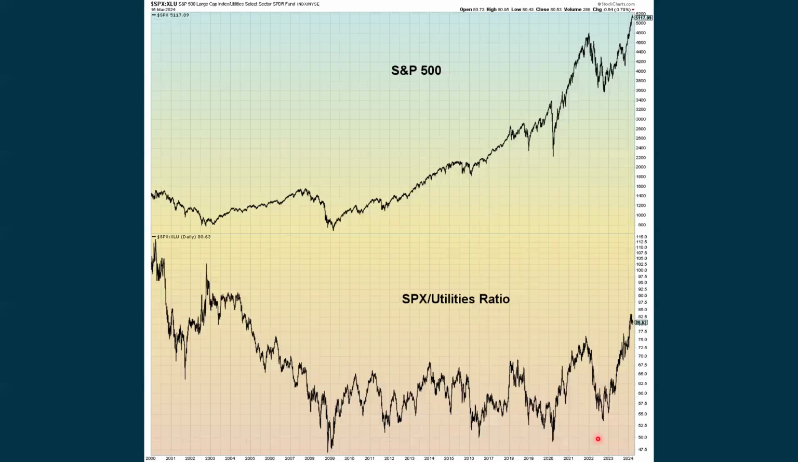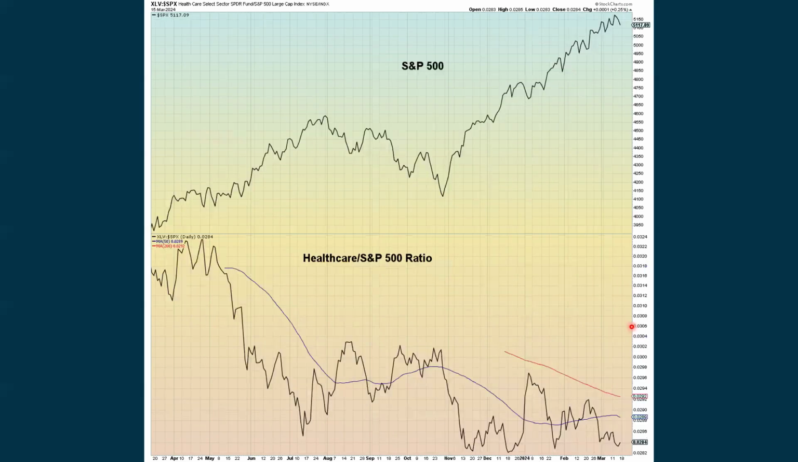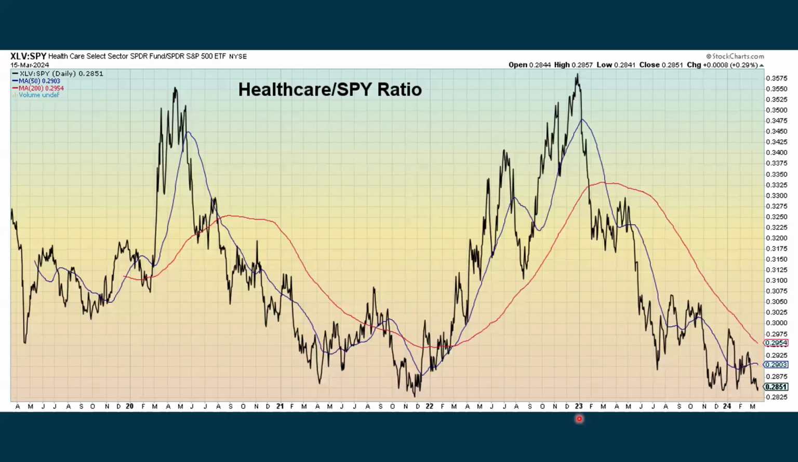Here's a ratio that we look at. When this is going up, that means the S&P is outperforming utilities. When this is going down, that means that the S&P is underperforming utilities. And it's been declining a little bit lately as stocks have been under pressure. Healthcare continues to underperform the S&P. This also shows how healthcare is in a downtrend.